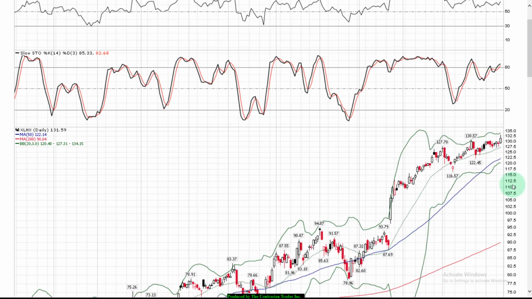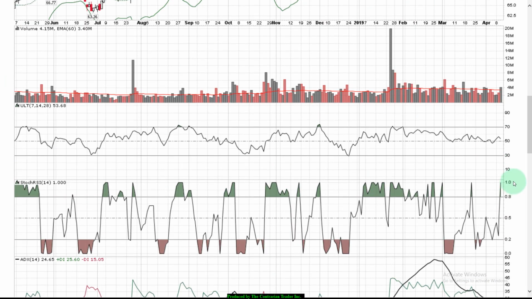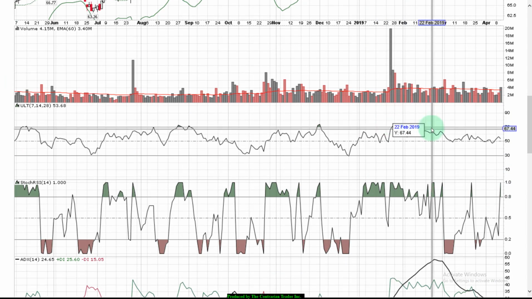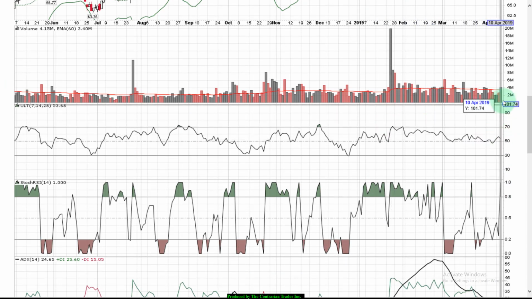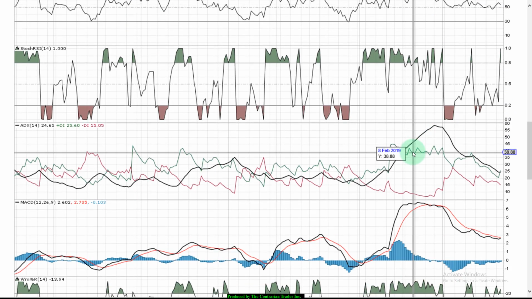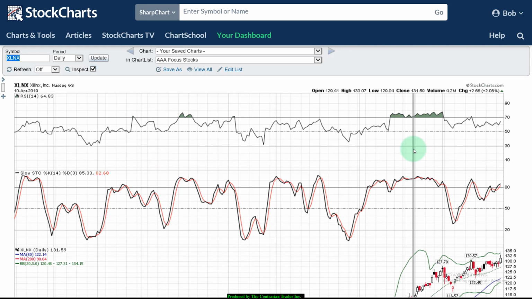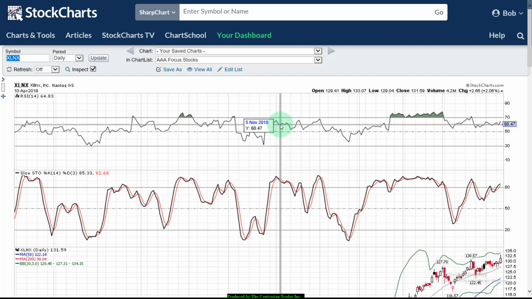RSI pressing higher, Stokes pressing higher, no negative divergences with the exception of Ultimate Oscillator, which is putting in lower highs. Volume yesterday was good. So net bullish on Xilinx as long as the markets stay in an uptrend.